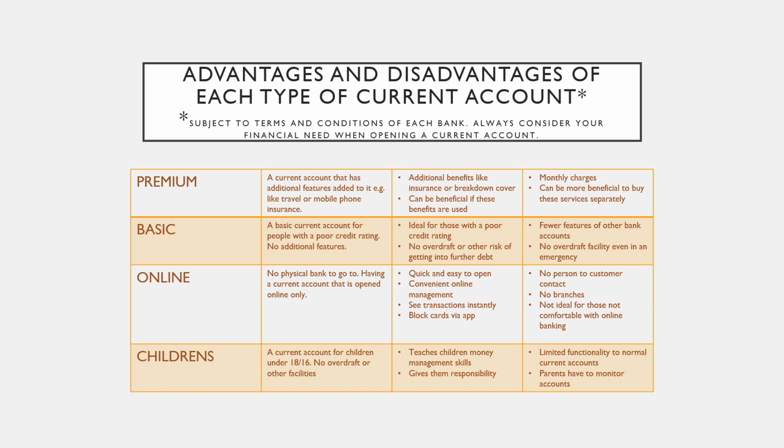Disadvantages of online banking are no personal customer contact as such, as in being able to go into the branch. Of course, you would probably be able to phone them, but it's not ideal for those who are not comfortable with online banking. But there you go. That's the remainder of the different types of current account and the advantages and disadvantages. So that's it. That's the topic covered, current accounts.